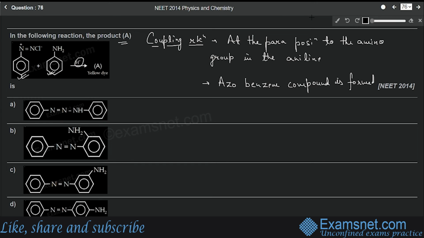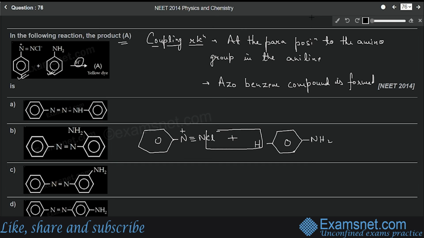So let's see the reaction now. First one is the diazonium salt, right? This is the benzene ring of the diazonium salt. Here we have N plus triple bond N, Cl minus. Okay, and then it is reacting with aniline. This is the benzene ring of the aniline. Here we have the amino group NH2, and opposite to this amino group, that means at the para position, there must be a hydrogen. Okay, so the reaction will take place between these two, and the chloride of the diazonium salt and the hydrogen of aniline will react to form HCl, and as a result HCl will be removed from here.